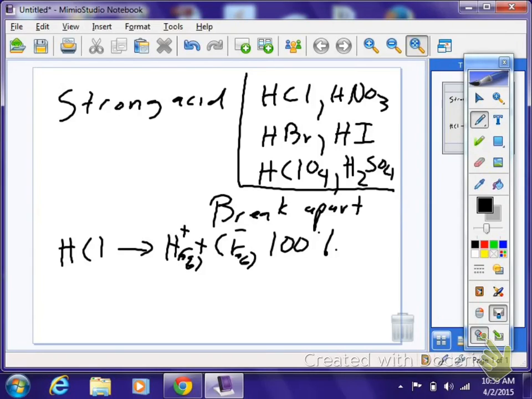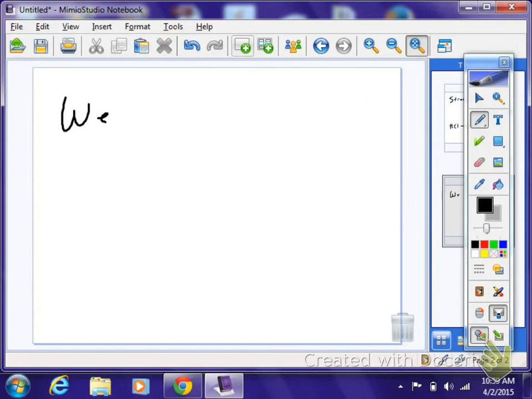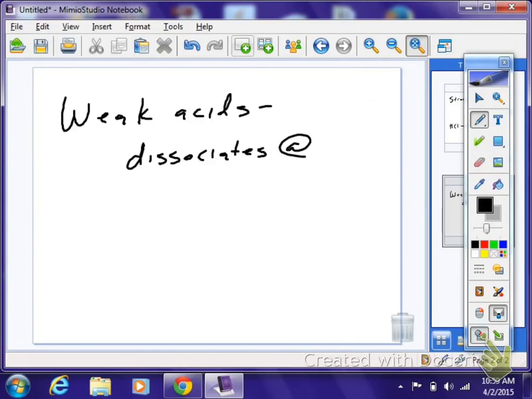So we have this thing called weak acids. What are weak acids? They break apart very slightly, maybe 1 or 2% at the most. Dissociate, small percent, means they dissolve, break apart. A very, very small percentage actually breaks apart.